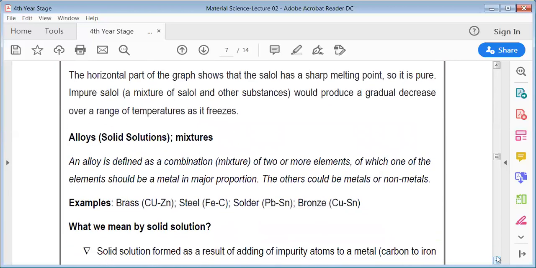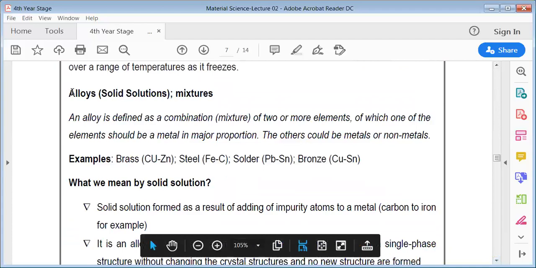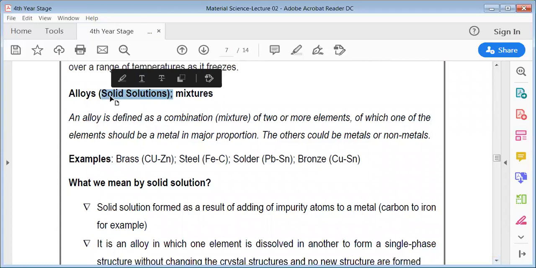Okay, now let's go to the alloys. Alloys are solid solutions. This is a good phrase to remember. Many people think that when we say a solution, it's a liquid. It's not necessarily liquid. It could be gaseous, it could be solid. For example, air is a gas solution. An alloy is a solid solution.